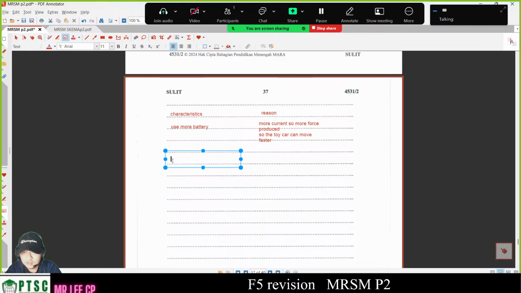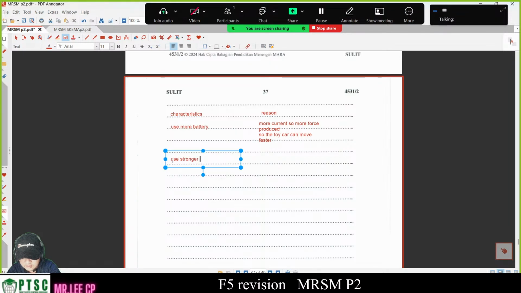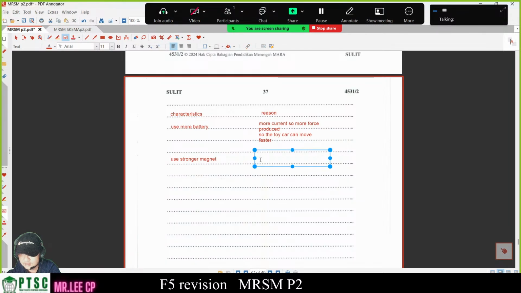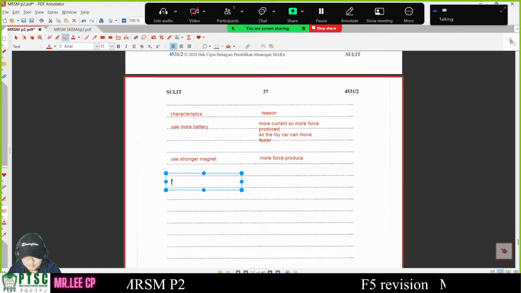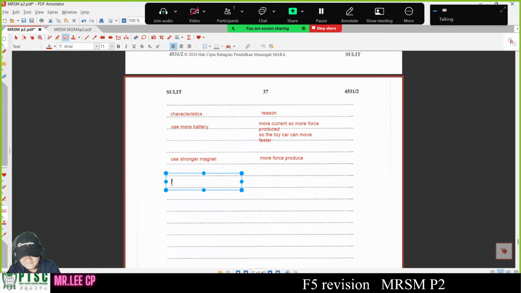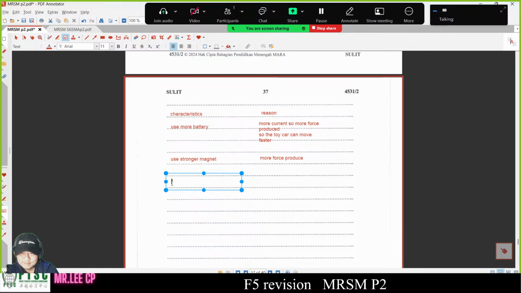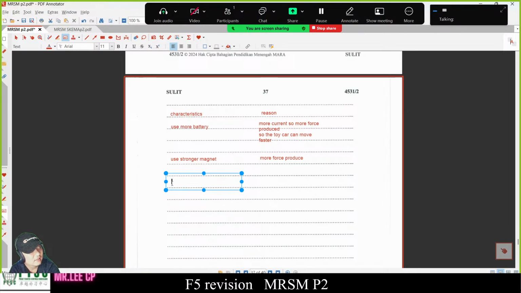Now, second one, use stronger magnet. Why? More force produced. The catapult field is stronger, so it can produce more force. So it can move the toy car faster. Stronger magnet. More current, more magnet. I got two only.